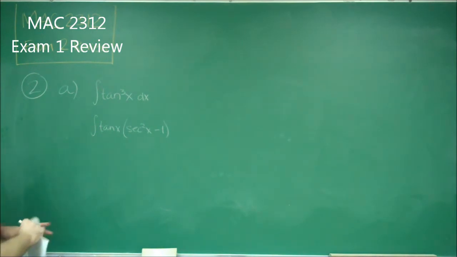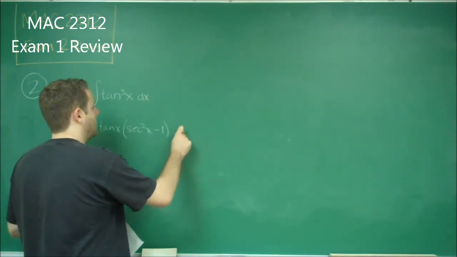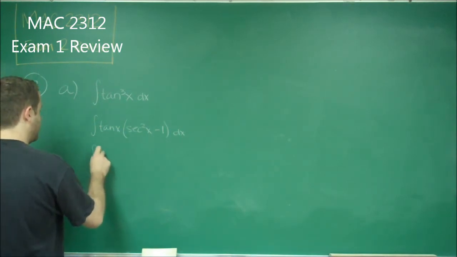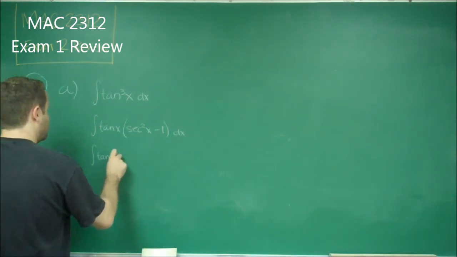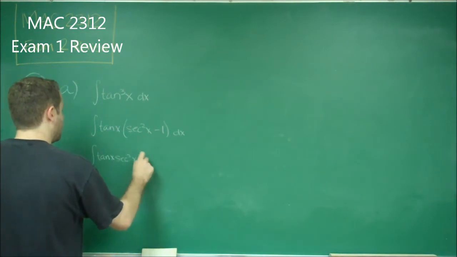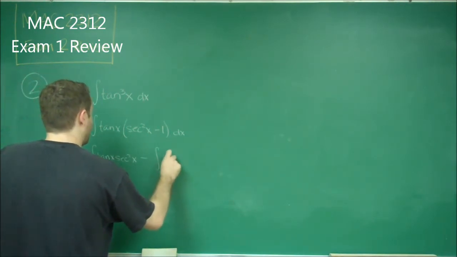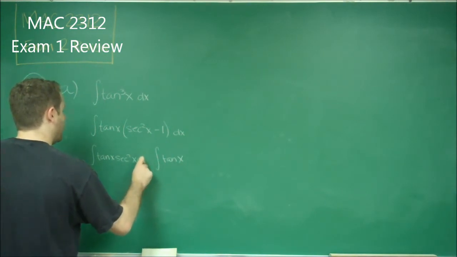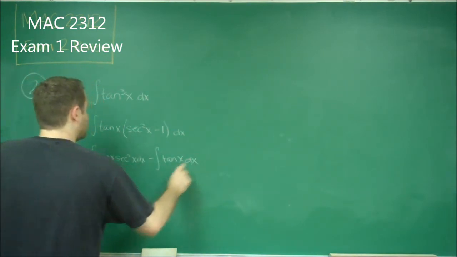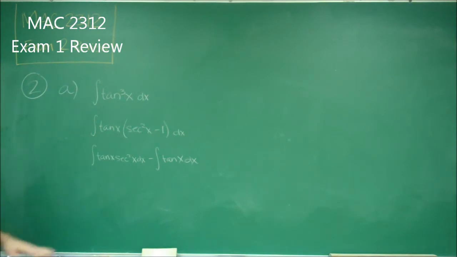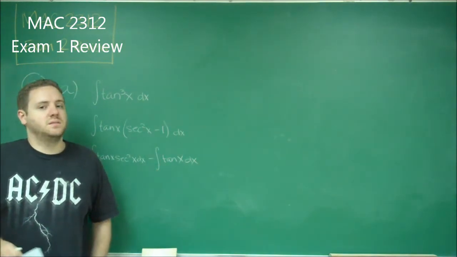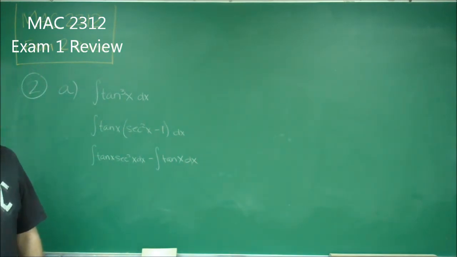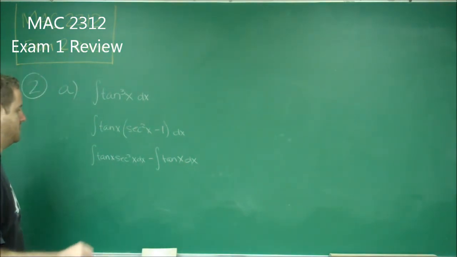And dx. And you can see that when I distribute this tangent, I actually just get the integral of tan x secant squared x minus the integral of tan x, with dx's. Okay. The antiderivative of tan x is something you can either just memorize or view it in terms of a substitution, which I'll get to in a second.